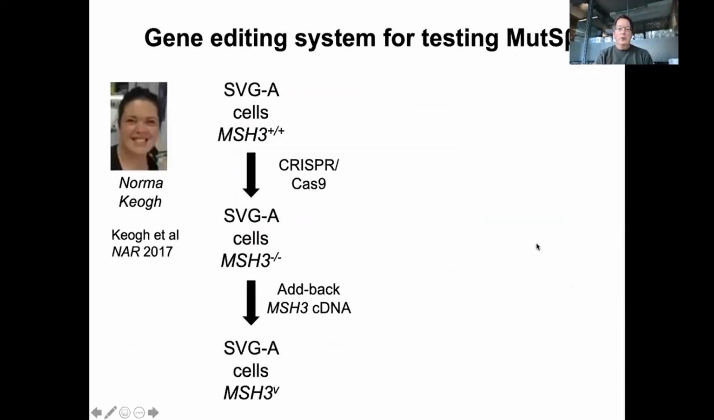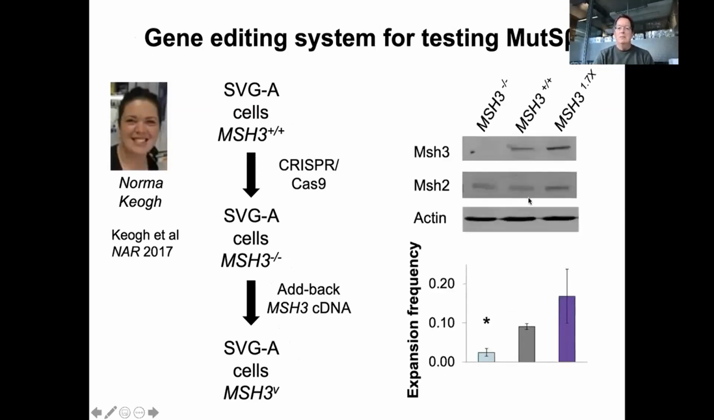So it was very important to prove that those SVGA cells require MutS beta to do this. It was a required step in our validation here. And so Norma Keogh used CRISPR-Cas9 to knock out the MSH3 gene in those cells. We created a knockout cell line, which does not make MSH3 and therefore has no MutS beta. Norma also figured out a way to start with those knockout cells and add back DNA encoding any variant we want of MSH3. So we now have three kinds of cells. We have knockouts with no MSH3, we have wild type with normal MSH3, and we have add-backs with whatever variant we want. And here's just an example of some of Norma's data.